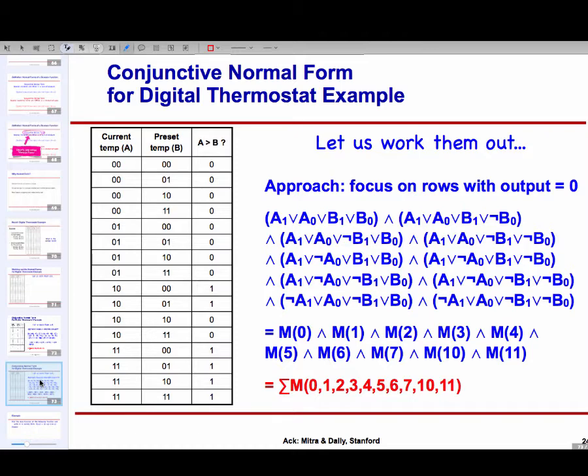So if I'm looking at the very first row, the first row corresponds to the max term A1 or A0 or B1 or B0, and that is 0 when all the 4 signals are 0. That makes sense as to why we are focusing on 0: if the first sub-expression is 0 when all 4 are 0, then I should really be focusing on a 0 out here. So the idea with conjunctive normal form is to look at the rows which are 0 and then jot down the corresponding max terms.